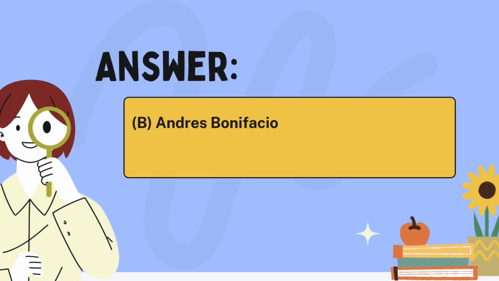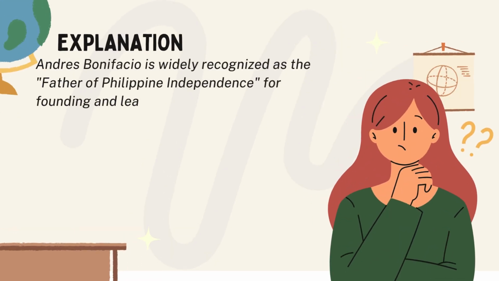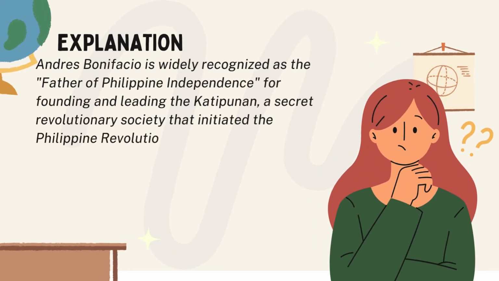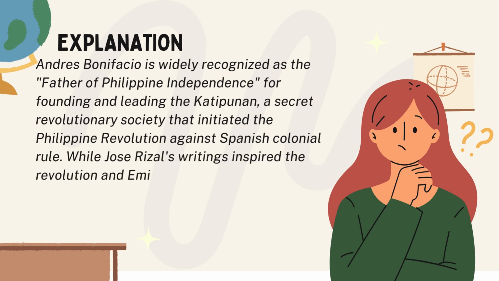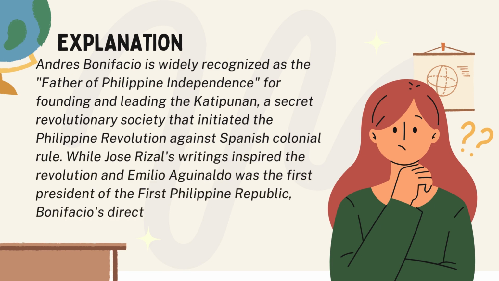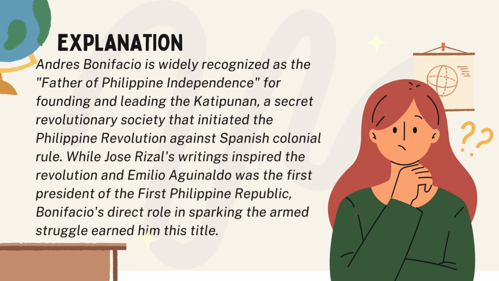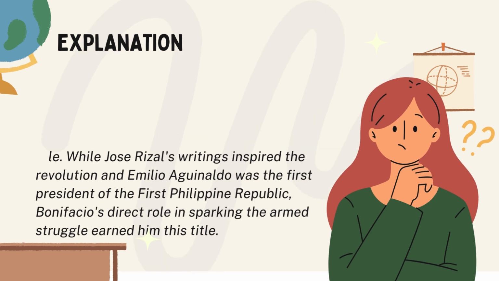Answer: B. Andres Bonifacio. Andres Bonifacio is widely recognized as the father of Philippine independence for founding and leading the Katipunan, a secret revolutionary society that initiated the Philippine Revolution against Spanish colonial rule. While Jose Rizal's writings inspired the revolution and Emilio Aguinaldo was the first president of the First Philippine Republic, Bonifacio's direct role in sparking the armed struggle earned him this title.